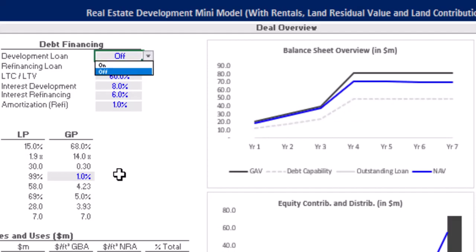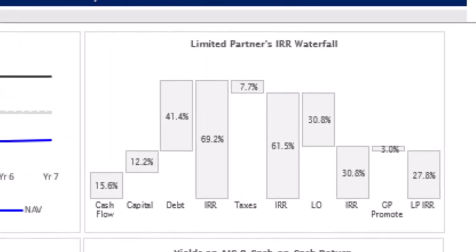Let's now look at our LP's internal rate of return waterfall graph. One of the interesting takeaways here is the graphical visualization of how we're allocating our value creation. We can see how at the 69.2 IRR, profitability is highly boosted by leverage, and after that we can also see the impact of taxes, the landowner's distribution, and the GP's promoted interest.